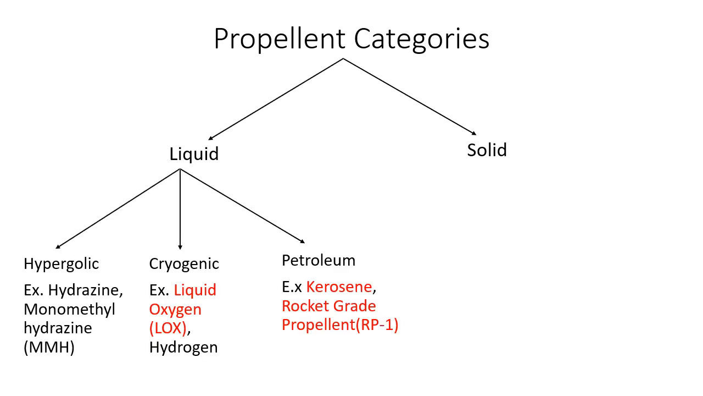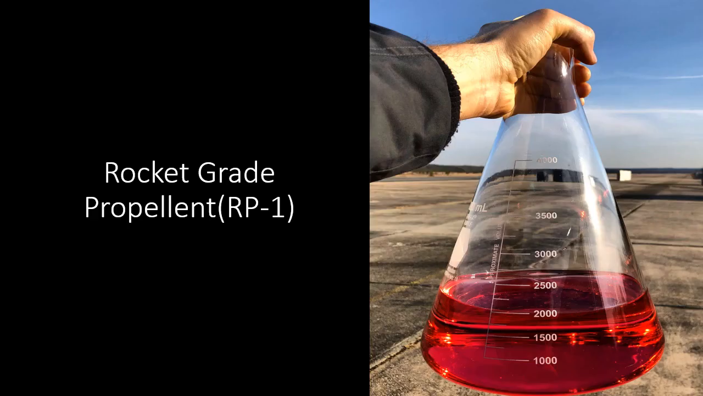There are two kinds of propellants, liquid and solid. Liquid is further divided into hypergolic, cryogenic, and petroleum. Solid is also divided into two categories, which we won't talk about in this video. In most of the rockets we see today, liquid oxygen is used as oxidizer in a cryogenic state because oxygen is liquid at a very low temperature, and for fuel we use rocket grade propellant RP-1. Sometimes methane and hydrogen are also used. This is a picture of rocket grade propellant RP-1, about 2 liters.